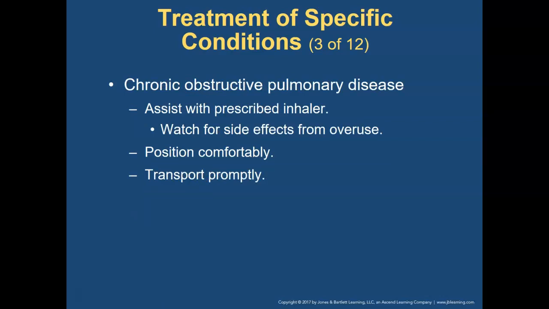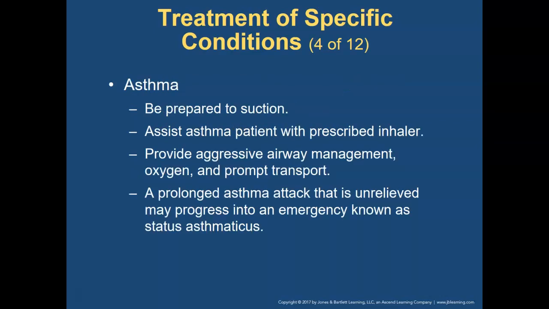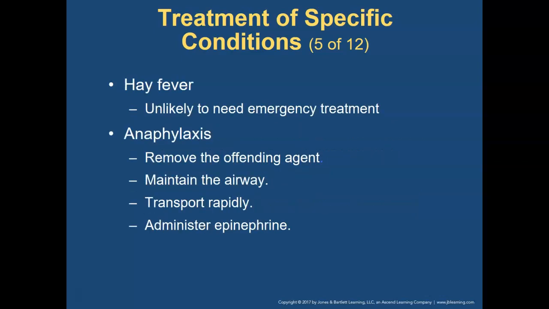Chronic obstructive pulmonary disease, COPD. We can assist with that prescribed inhaler. You want to make sure to watch for the side effects due to overuse. Definitely position them in a comfortable position as well as transport them promptly. Asthma, what are we going to do for that? Well, we're going to determine if asthma is really their problem. You want to be prepared for suctioning. You want to assist the asthma patient with that prescribed inhaler. Provide aggressive airway management, oxygen, and prompt transport. One thing to think about: a prolonged asthma attack that's unrelieved can progress into a condition known as status asthmaticus. This is a true emergency. So we want to be able to get something done with their asthma attack.